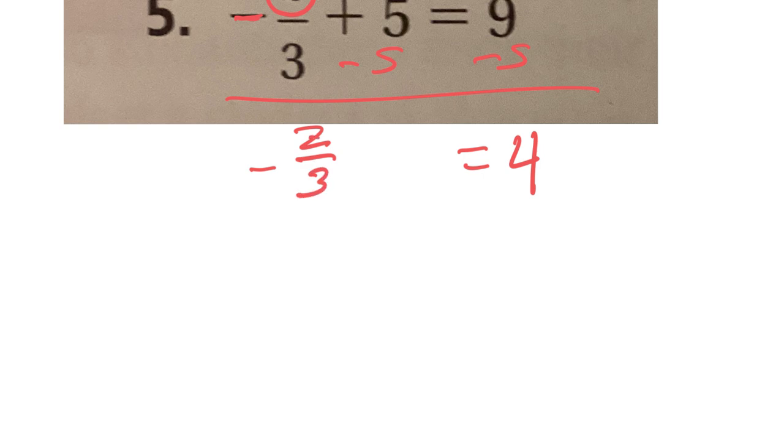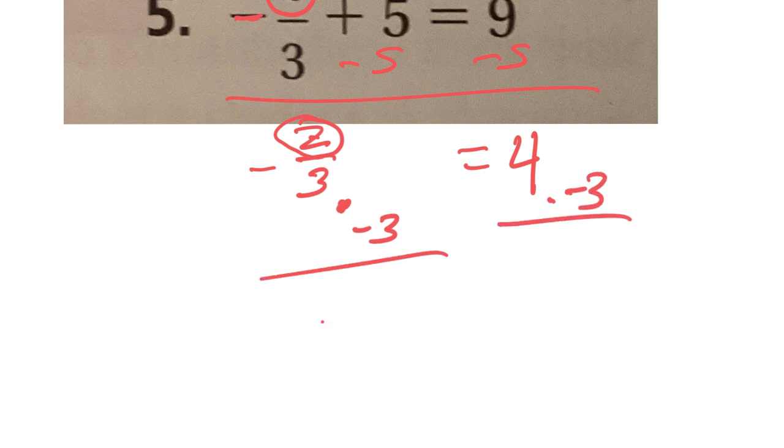Okay, now get this z. This z is being divided by negative 3, so I need to do the opposite, times negative 3, times negative 3. When I do that, it gets me z equals negative 12. Okay, let's put that in.